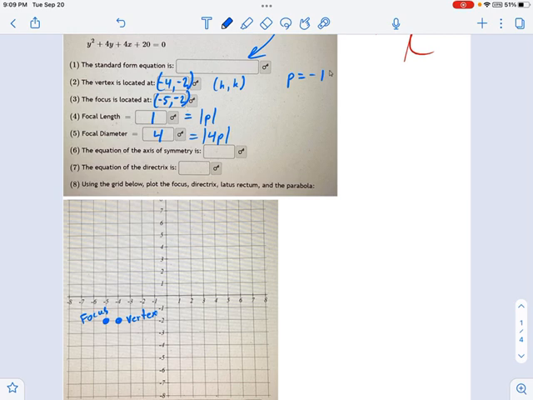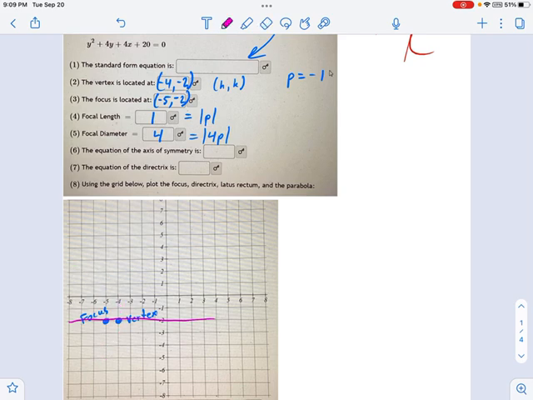The focal diameter is 4. I want the equation of the axis of symmetry. Well, the axis of symmetry is easy. You just find the focus and the vertex, draw a line connecting them, and that line is your axis of symmetry. And if you think about the shape of your parabola, remember it looks something like this? This is the line about which the parabola is symmetric.